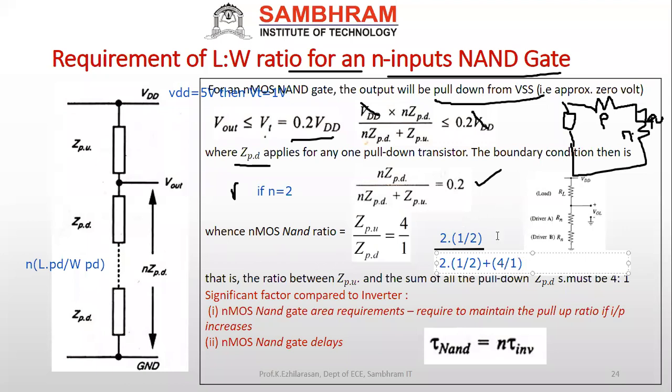4 by 1. So now we can add this and you can find out the overall ratio. We may get 4:1. When you simplify, 2 will get cancelled. Then here, 2.